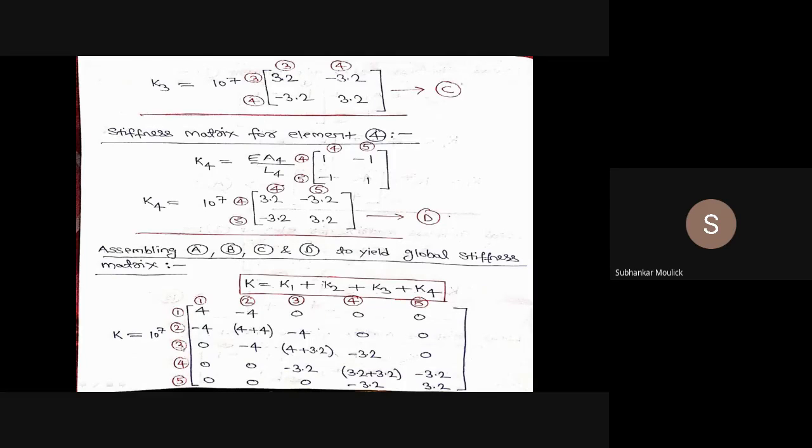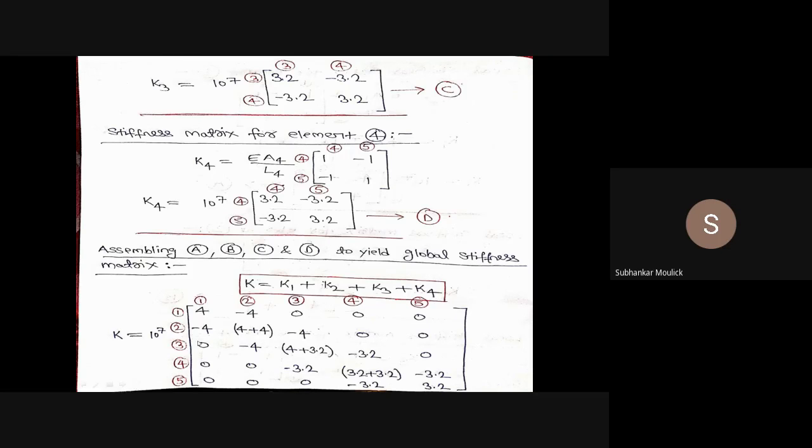Each row represents the corresponding node. That means row 1 and column 1 is nothing but node 1. Row 2 and column 2 is nothing but node 2. Row 3 and column 3 is nothing but node 3, and so on. Is it clear? Any doubts? Yes, sir. Clear.